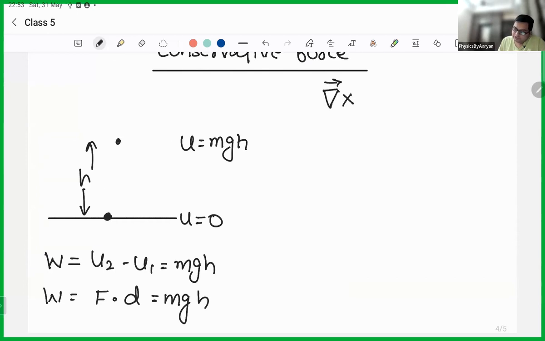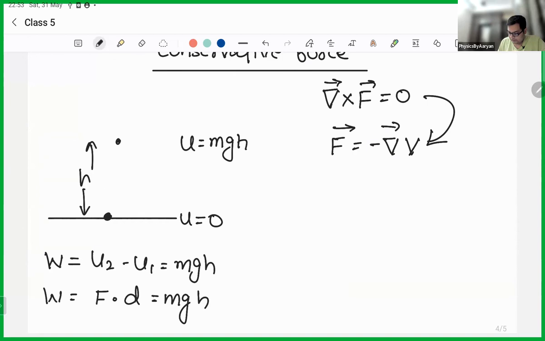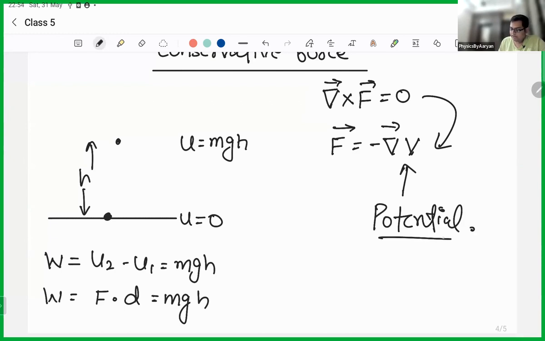then you know del cross F is 0, and you can write your F as gradient of potential. And this you can write only if your force is conservative. If your force is not conservative, you cannot write your force as gradient of some potential. So basically you cannot define potential. Potential is a defined thing only for conservative forces.